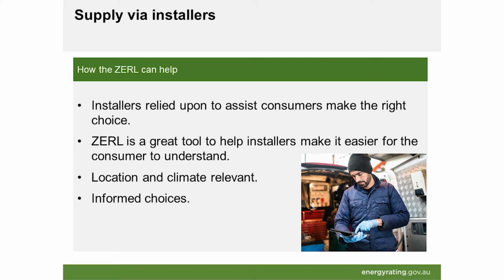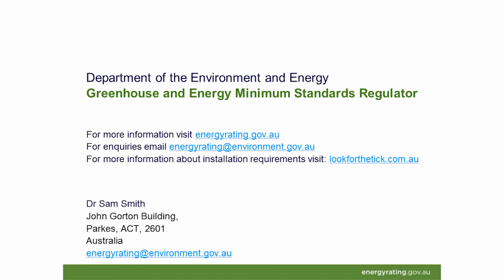This is where we believe the Zerl will be a great tool to help installers make it easier for the consumer to understand and guide the customers to the most appropriate choice for their circumstances. The Zerl, with its 3 climate zones, helps people understand how, for example, the cooling function is more important than the heating function when you're talking about installations in places like Darwin or Cairns, whereas here in Melbourne, you're probably looking at more heating hours than you would up north. Similarly, the 2-degree heating capacity is more relevant for places like Canberra, where it does get really cold.